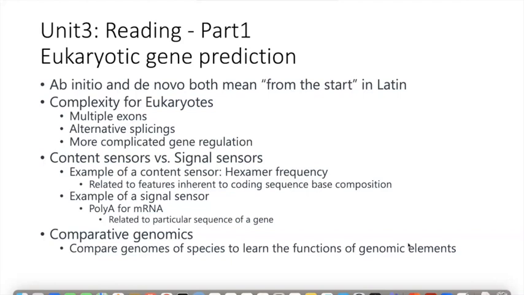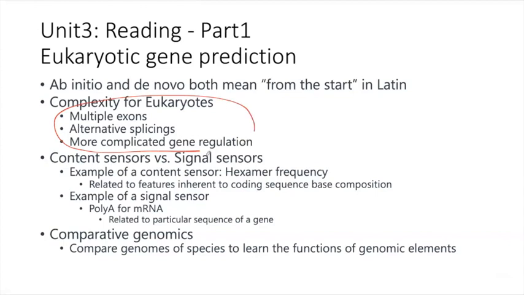So due to this complexity, if you use Glimmer, which does not account for all this, your prediction is going to be wrong, even though you get some prediction. That stresses that we need eukaryotic-specific gene prediction software. So that's what we are going to talk about today.